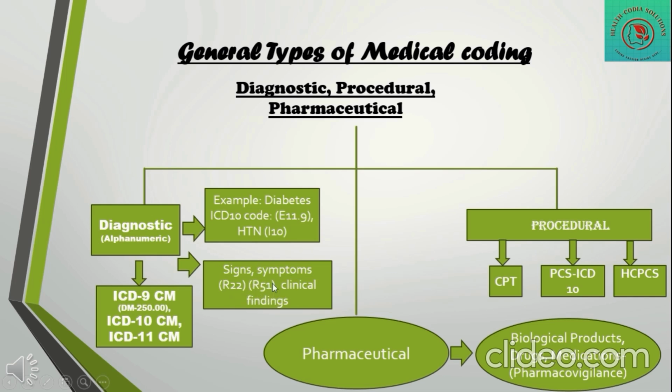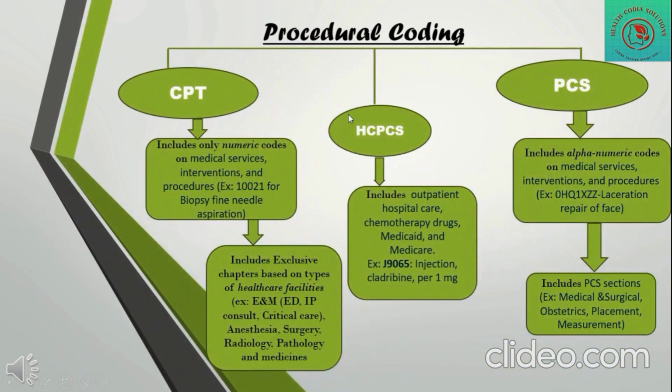Now, when it comes to procedural coding, we would look into the CPT, the PCS, and the HCPCS. CPT stands for Current Procedural Terminology. We have a completely separate book of the CPT, the way we have a completely separate book of ICD-10-CM for diagnosis coding. In this surgical coding, one part is CPT, and we have a complete book of the Current Procedural Terminology.